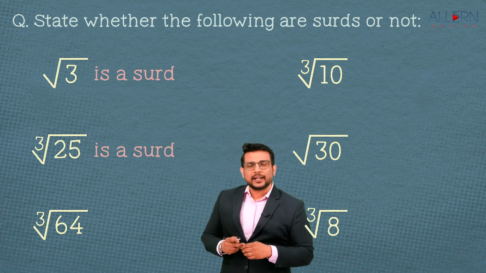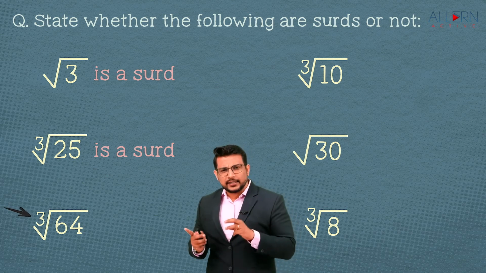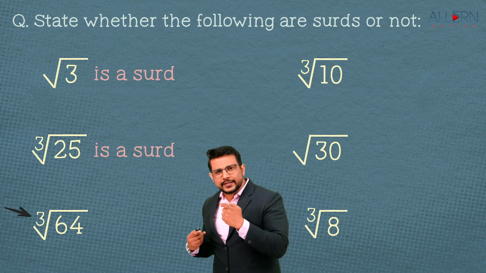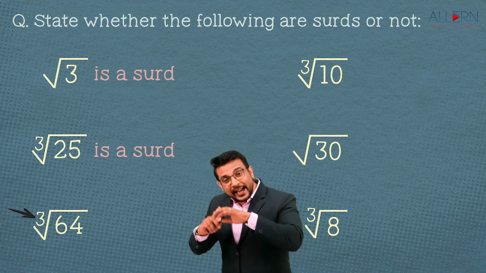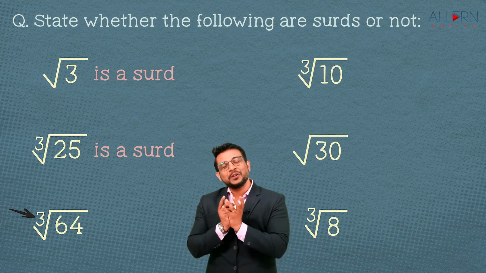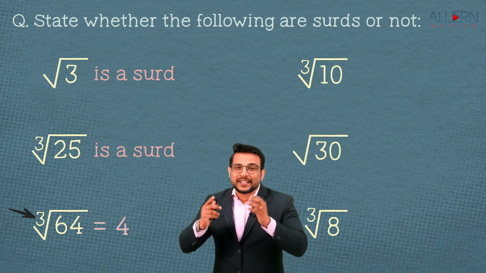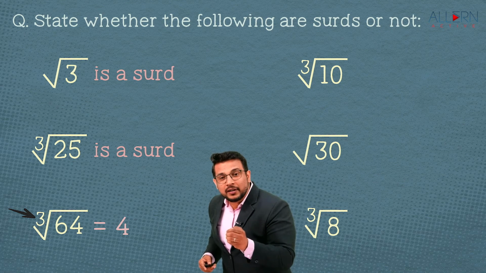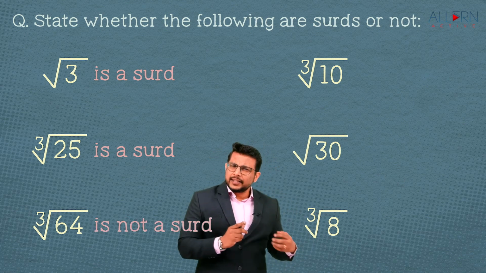Look at the next one. It is cube root of 64. The order here is 3. That is a natural number greater than 1. Second condition, we know the radicand is 64. That's a positive rational number greater than 1. And the entire expression, when you find the cube root of 64, we know it is nothing but 4. That is rational. That means the third condition is not satisfied. That means the third example here is not a surd. Isn't that easy? Let's see these 3 more.